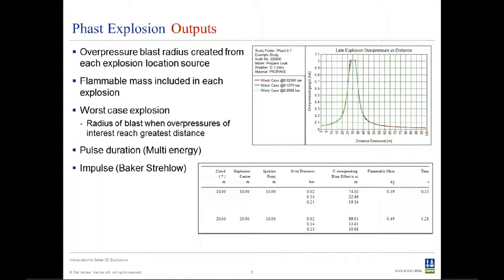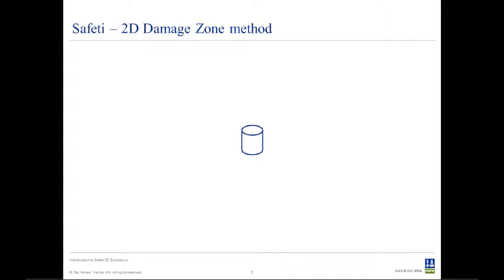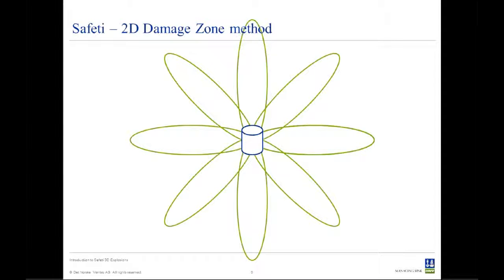So let's look at Safeti. Using Safeti with the 2D damage zone method, we start with a process vessel containing our flammable material, which undergoes dispersion. And in Safeti, in the risk analysis calculations, we rotate that release through all the directions of a windrose, each direction having a different likelihood probability assigned to it.